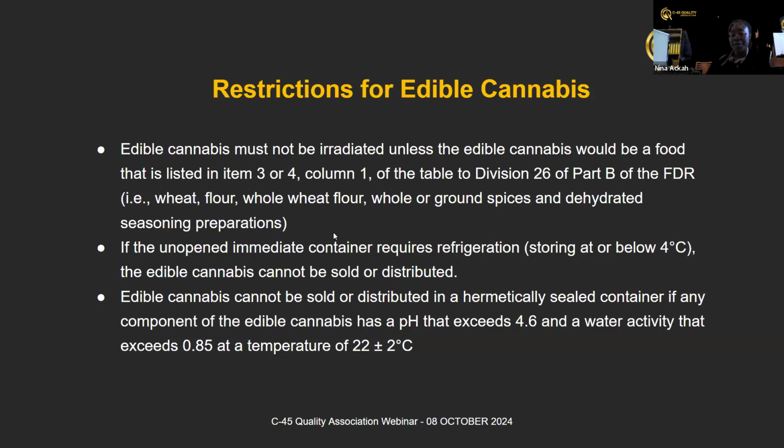So we should make sure that the edible cannabis is shelf stable and will not require storage at temperatures below 4 degrees. We cannot sell edible cannabis in hermetically sealed containers. In this case, this applies to all the child-resistant packages that we are required to use to package all classes of cannabis. So we cannot sell edible cannabis in such packages if the pH exceeds 4.6 and the water activity also exceeds 0.85 at a temperature of 22 plus or minus 2 degrees. There are exceptions for this clause unless the edible cannabis is a beverage.